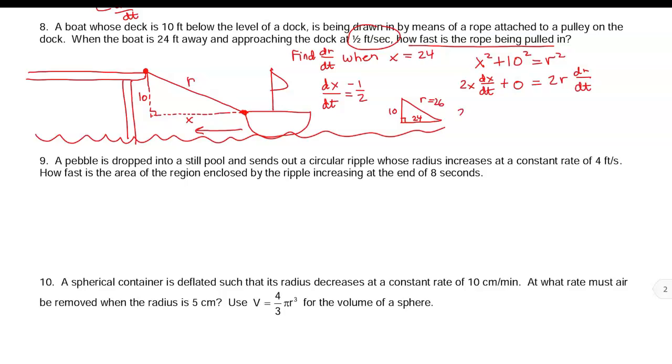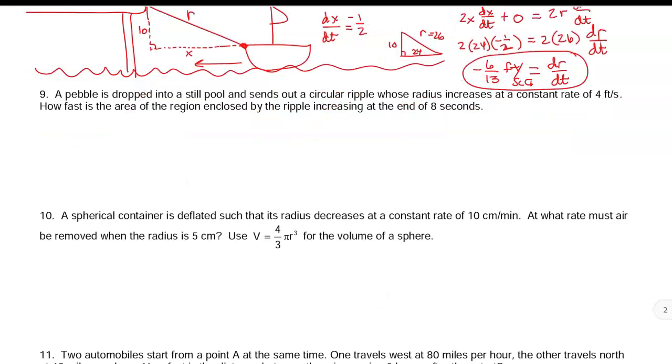So I can set this up now. 2 times 24 times -1/2 equals 2 times 26 times dr/dt. Solving for dr/dt, I get -6/13 feet per second.